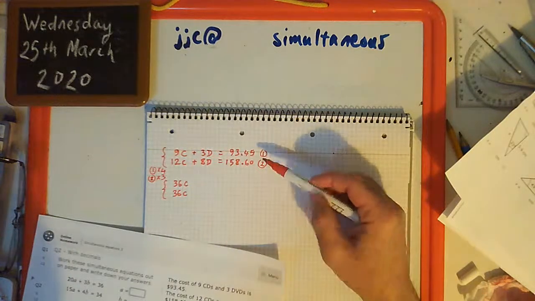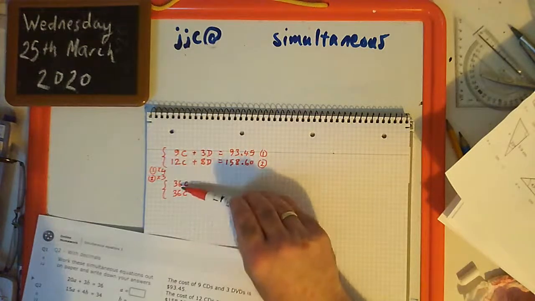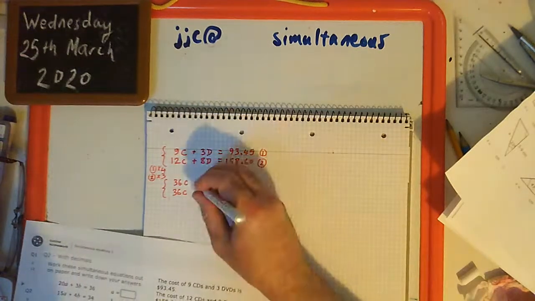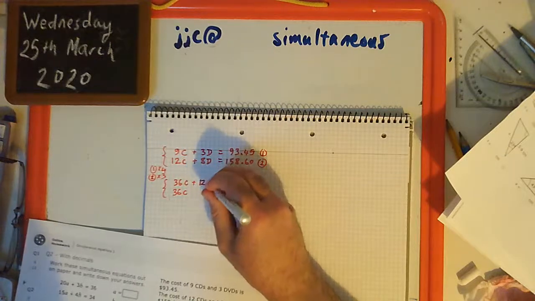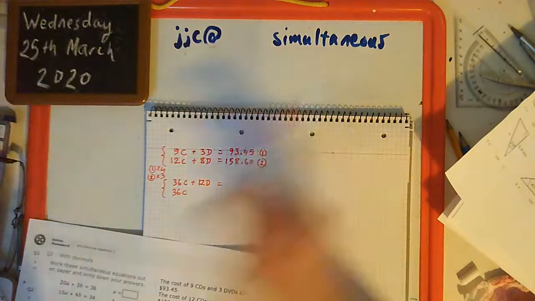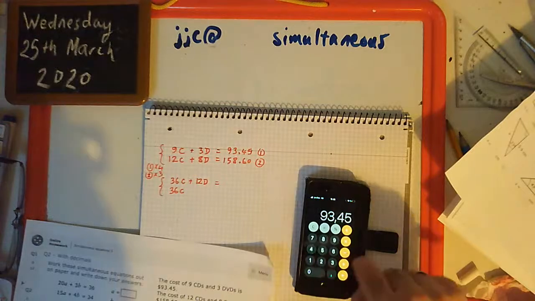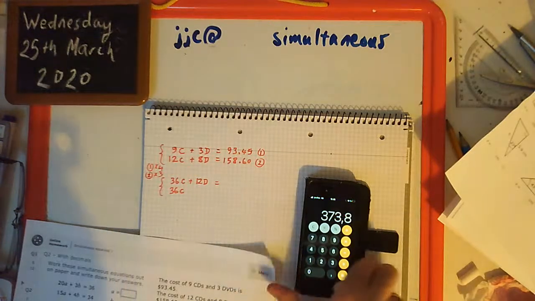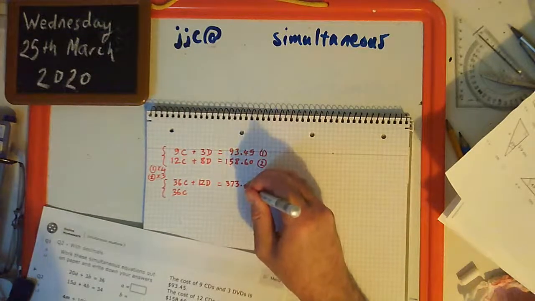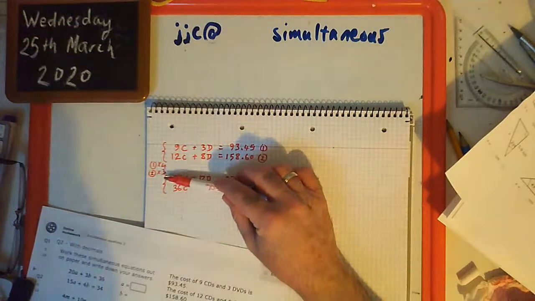So I'll start off with equation 1. Everything in equation 1 times 4. So 9c times 4 gives you 36c. 3d times 4 is going to give me 12d. And $93.45 times 4, I think at this time of the morning, I'm going to get the calculator on that rather than struggle. $373.80. And then I'm going to multiply everything in equation 2 by 3.